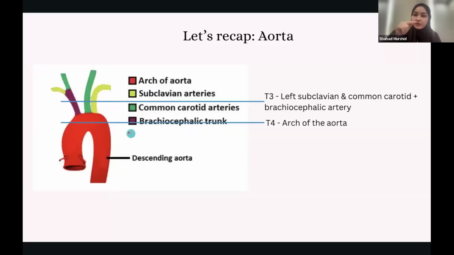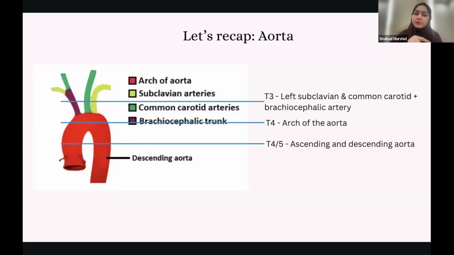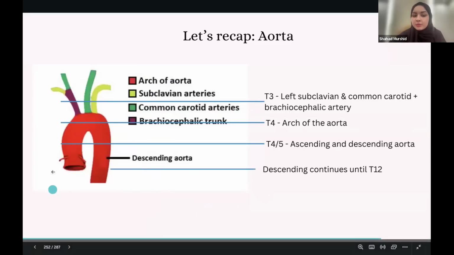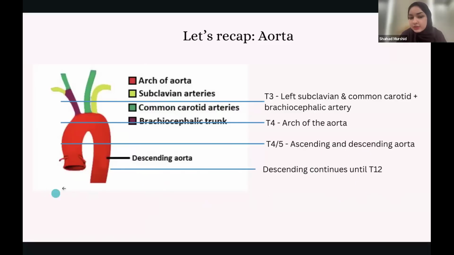At T4, you're going to start seeing the arch, and then as you go lower, you're going to see the ascending and descending aorta, and you're going to see them even at T5 again. But after that, by T7, you're only going to see the descending aorta.